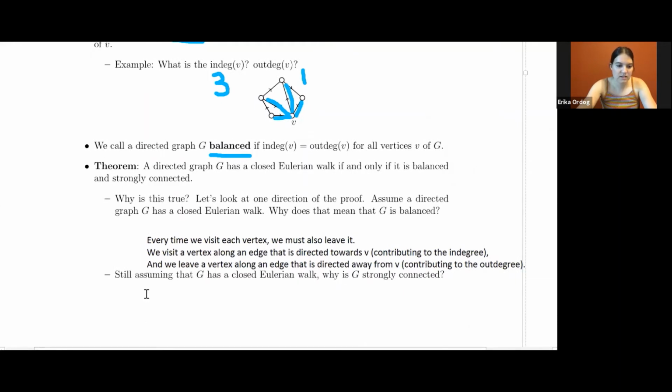Okay, and then still assuming the same thing, that G has a closed Eulerian walk, why does that mean that G has to be strongly connected? Why does that mean there has to be a path from each vertex V to any other vertex W? So think about that for a minute, pause the video.